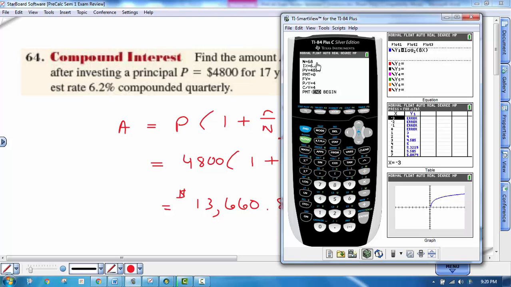Plug everything in: 68 total payments, 4 times 17, interest rate, principal value, payment, and then if you hit alpha enter on the final value, you get the same answer.